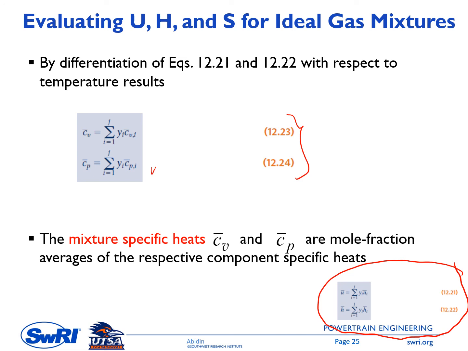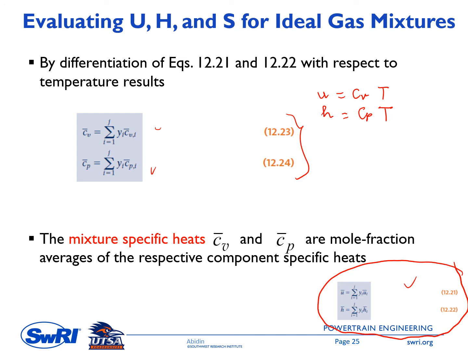And you remember in Thermo 1, the definition of u equals Cv times T, and then h equals Cp times T. So if we differentiate equation 12.21, you will get equation 12.23. You can see here that Cv of the mixture is the sum of the multiplication of mole fraction times Cv of component i, where i is from 1 through j.